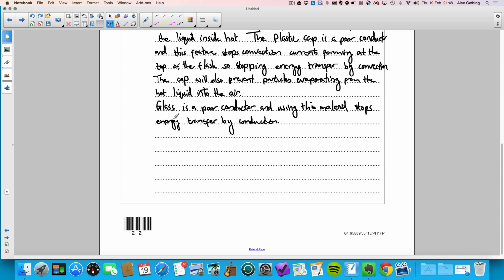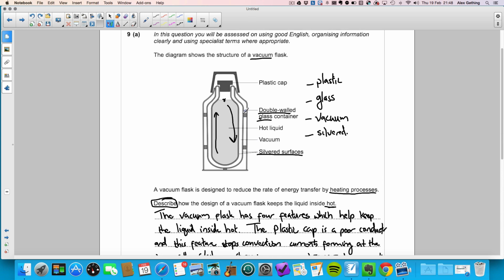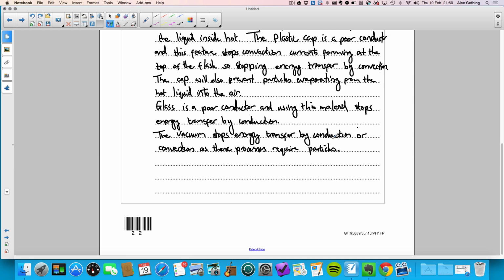About the glass is the fact that glass once again is a poor conductor or an insulator, and using this material stops energy transfer by conduction. Okay, so that glass there, just using that stops it from conducting that heat out. The feature of a vacuum stops energy transfer by conduction or convection, as these processes require the presence of particles in order for them to pass on their energy. Okay, so I'll just add that.